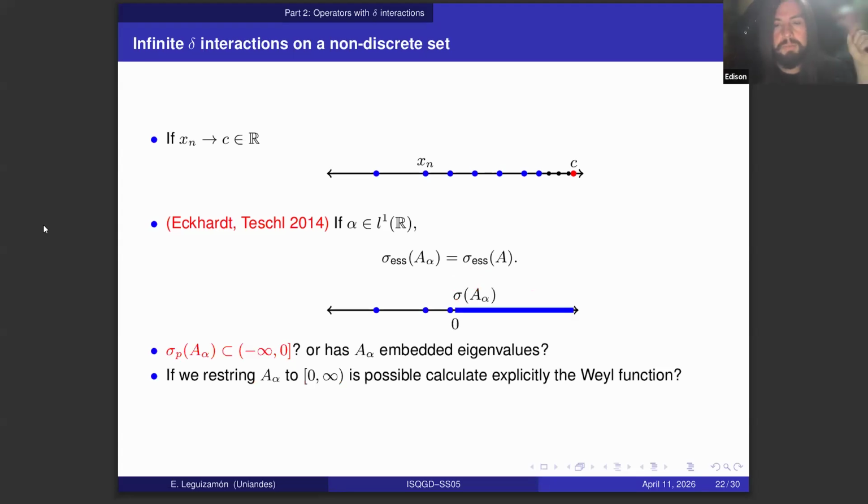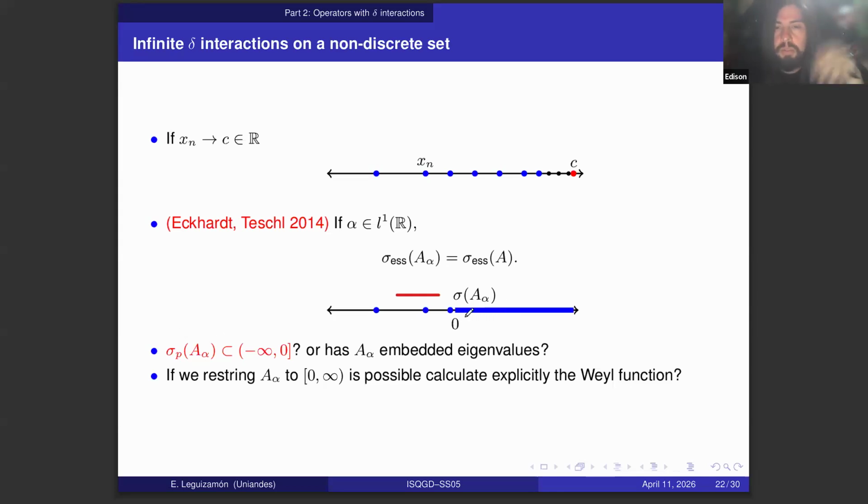I mean, 0 to infinity. Of course, it doesn't mean that negative variables couldn't appear here. We could have negative values, which are really difficult to count or calculate, but we don't have so many results about embedded eigenvalues of these interactions.